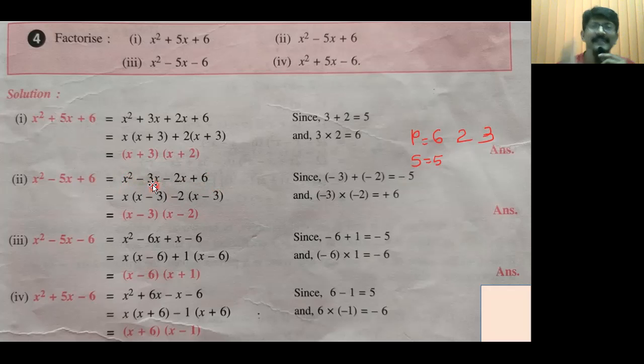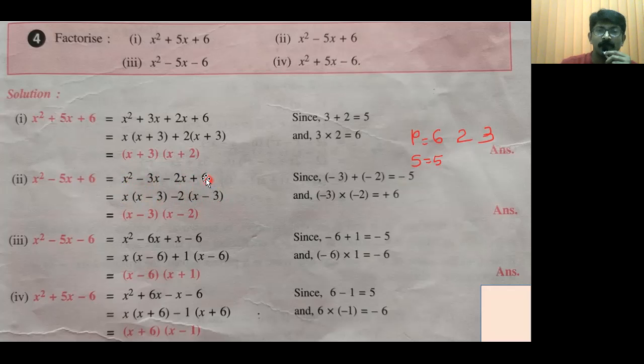And now again, same procedure, grouping. First two terms as the first group and third and fourth terms would be the second group. And now from here, x can be taken out common. So x minus 3, and minus 2 can be taken out common, and again x minus 3. Now some people will wonder, so how come this turned to negative?